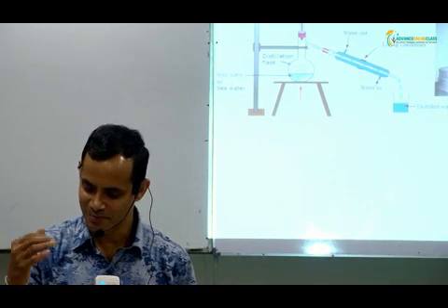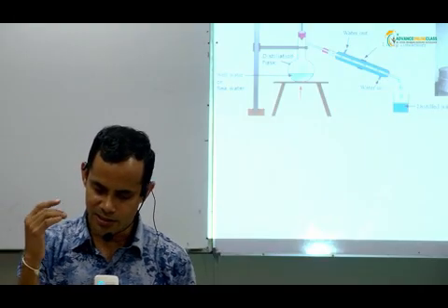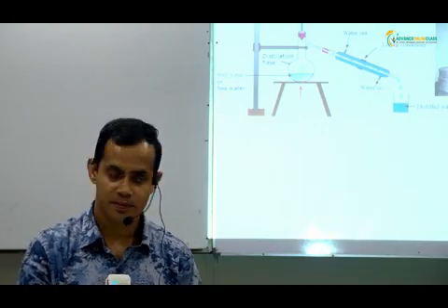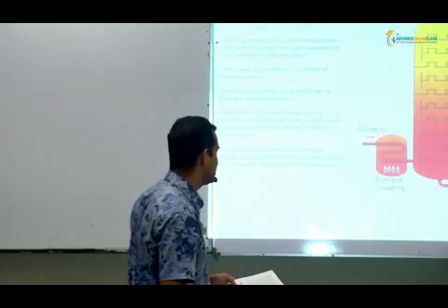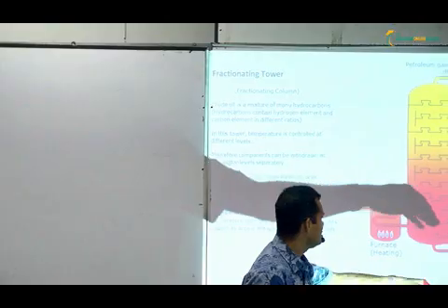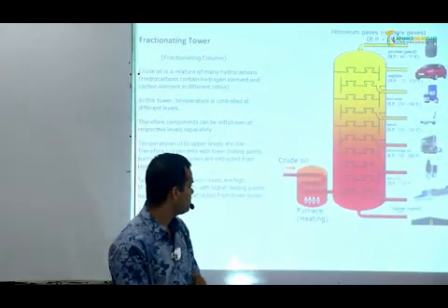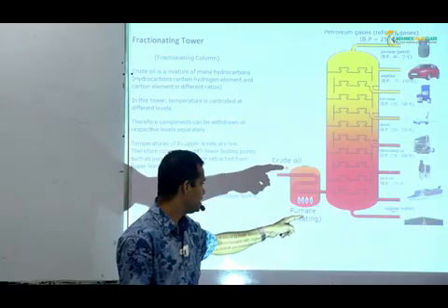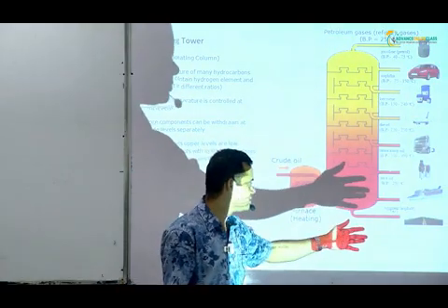Okay, look at this page number 24 main diagram. This tall structure is called a fractionating tower. Into this fractionating tower, we supply crude oil after heating. We heat crude oil and supply it into this.